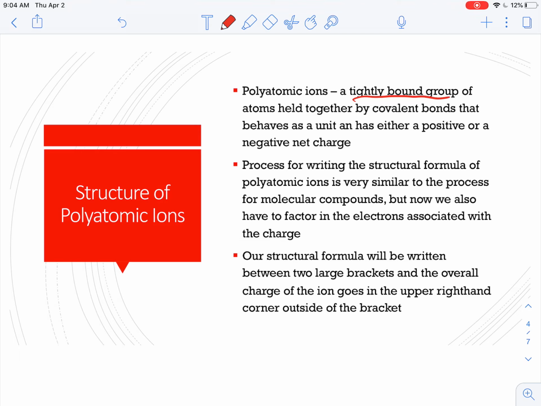So the vast majority of our polyatomic ions were collections of nonmetals. Again, this group is going to be held together by covalent bonds. And the big thing is that they behave as a unit. So remember they all stick together, they move together when they form these ionic bonds later. But the polyatomic ion itself is going to have either a positive or negative net charge. Remember, our net charge just means our total charge here.